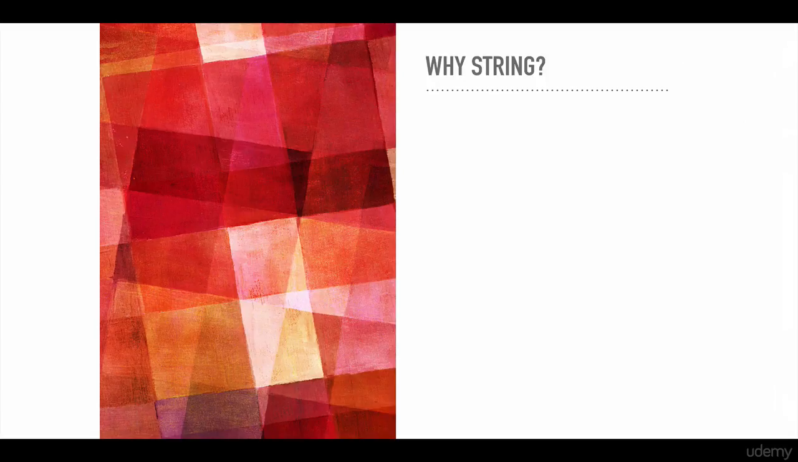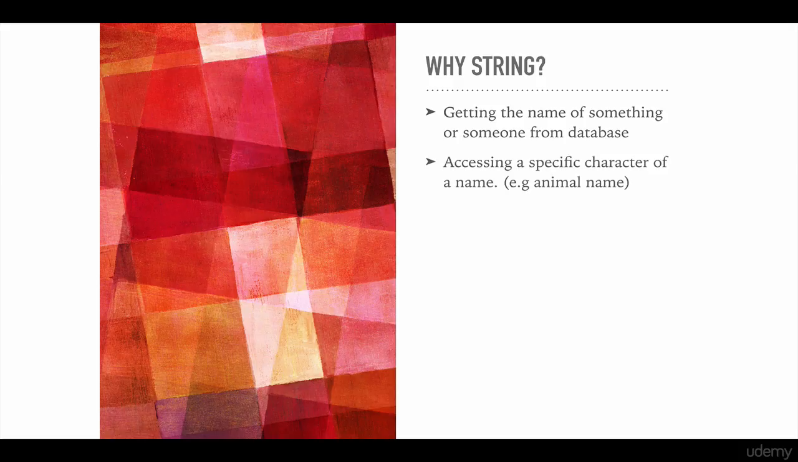So why do we want the string data type? The string data type allows us to get the name of something or someone from a database. In order to get the name from the database, we must use the string data type because these names are declared as a string value in the database. So string is very important in terms of accessing values that are of type string from the database or web service.